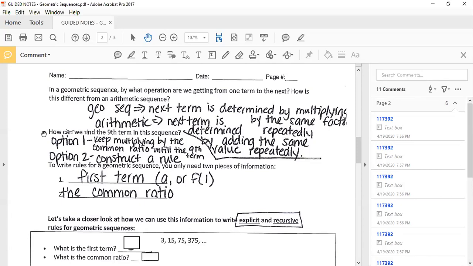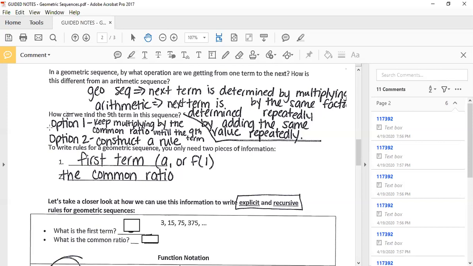So just like with arithmetic sequences, we've got two ways that we can find a term that's way down the road, okay? We can either keep multiplying over and over and over again, which can get really boring and tedious. And if we could find a shortcut, wouldn't that be better, right? I'm all about shortcuts here. So if we could find a shortcut, that would be option 2. We can construct a rule here. So if we construct a rule, we need the first term in the sequence, just like with arithmetic sequences. And instead of the common difference, now we're dealing with the common ratio, but it's the same exact idea here, okay?